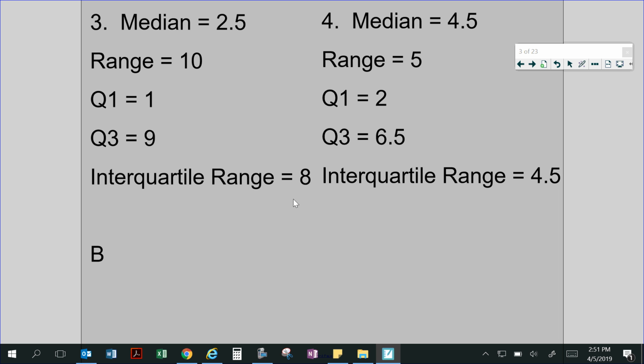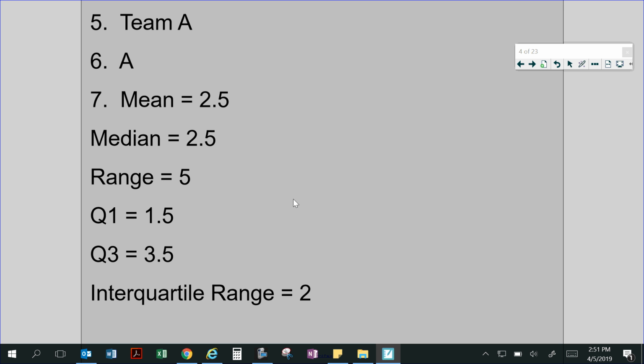Number 4, the median is 4.5. The range is 5. Q1 is 2. Q3 is 6.5. The interquartile range is 4.5. Number 5, team A. Number 6 is A. Number 7, the mean is 2.5. The median is 2.5. The range is 5. Q1 is 1.5. Q3 is 3.5. And interquartile range is 2.